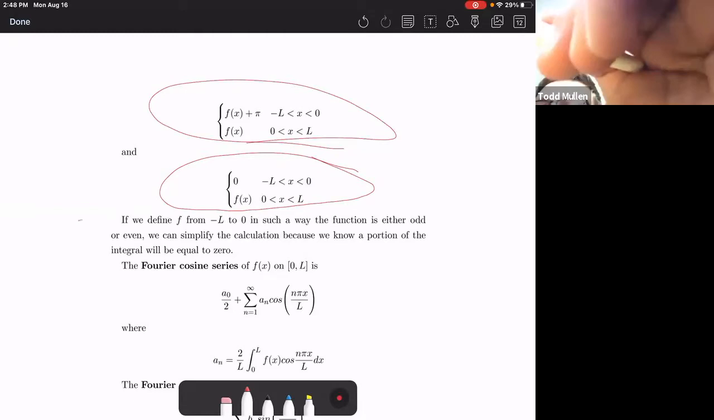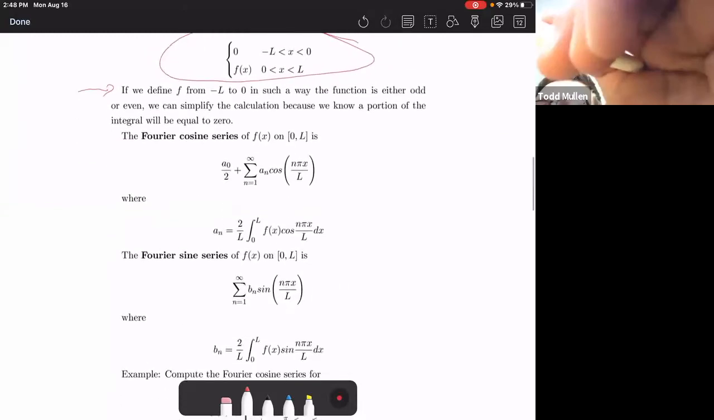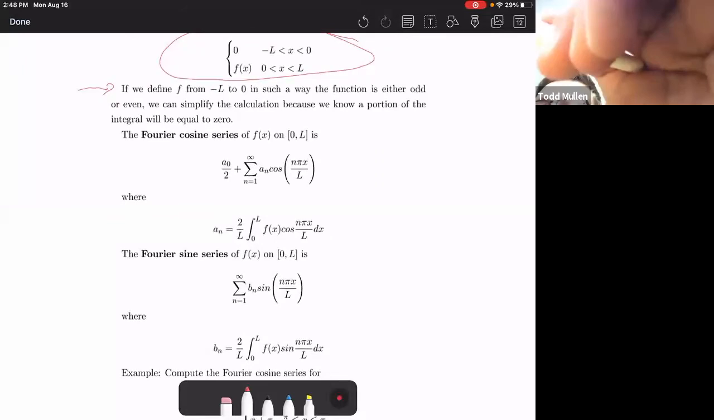Okay, so if we define f from negative L to 0 in such a way that the function is either odd or even, we can simplify our calculation of the Fourier series because we know a portion of the integral will be equal to 0. So using that, we can say that the Fourier cosine series of f of x on 0 to L takes this form, where the a_n are calculated as usual, although I will point out this used to be a 1/L, and this used to be a negative L to L.